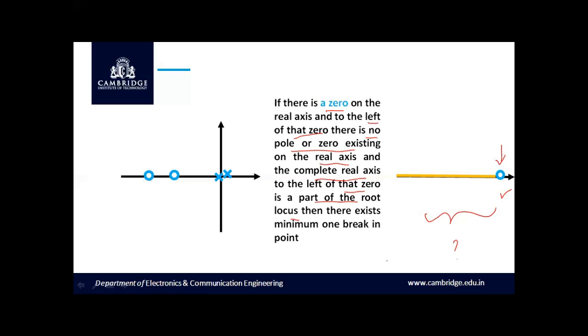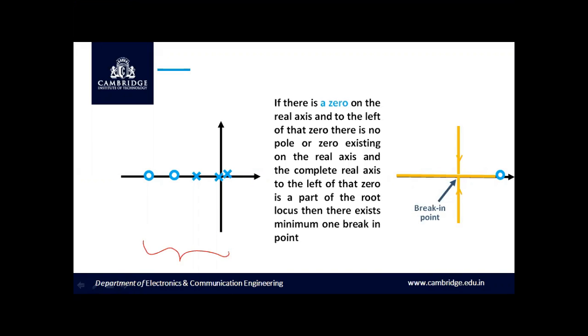If these conditions are satisfied, then there exists minimum one break-in point. Hence, there exists one minimum break-in point which has been specified here, break-in, which means that exactly at this location we have a break-in point in which the branches are moving from the complex plane and entering the real axis. Let me justify the statement making use of this example.